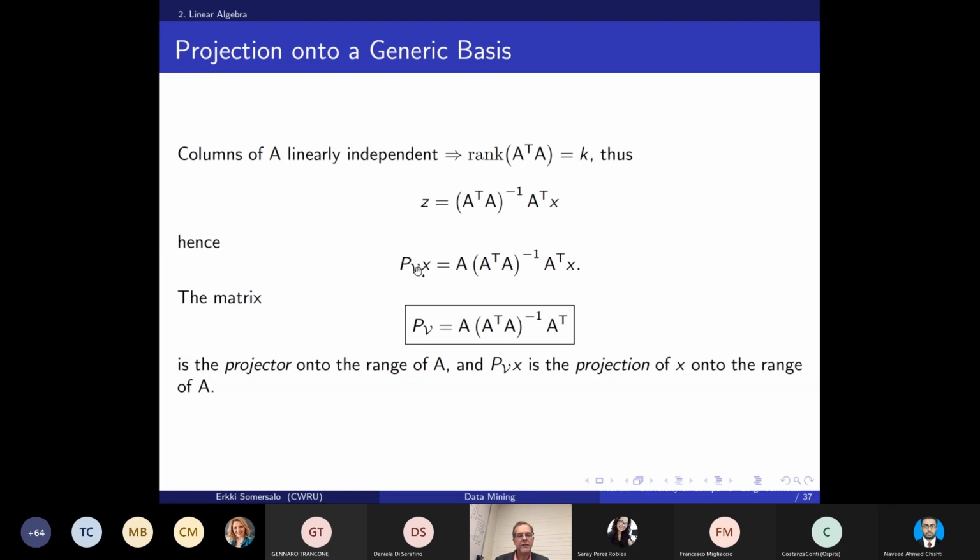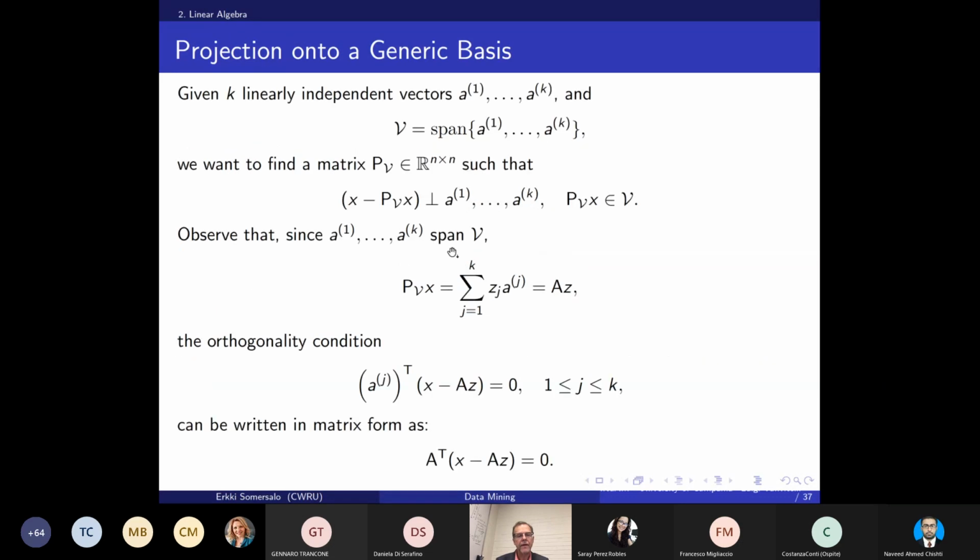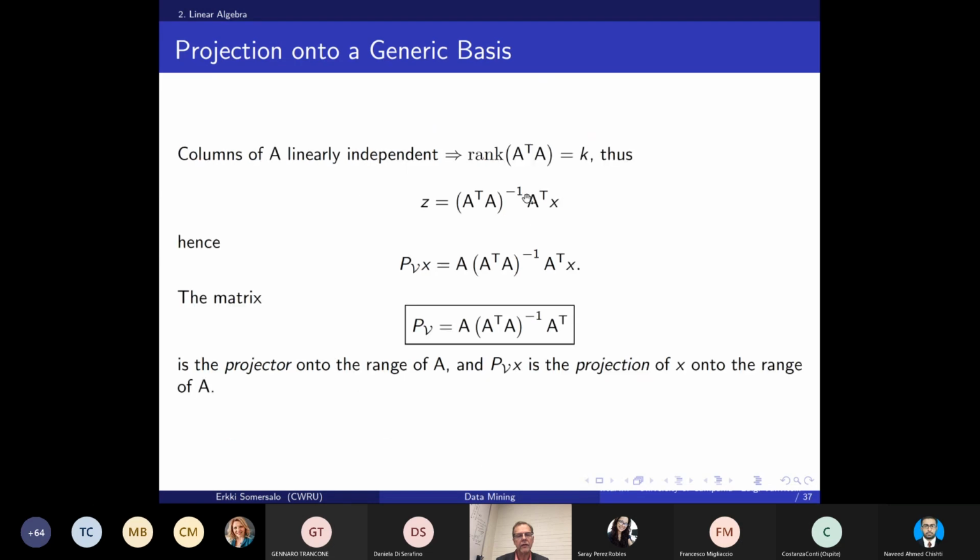And my projection then, the projection operator of x is, let's go back, this is z. P is A times z. Okay, so I know what z is here. So I multiply by A, and I get this formula. The projection operator acting on vector x is simply A times A transpose A inverse times A transpose. And this is an orthogonal projection onto the range of A.